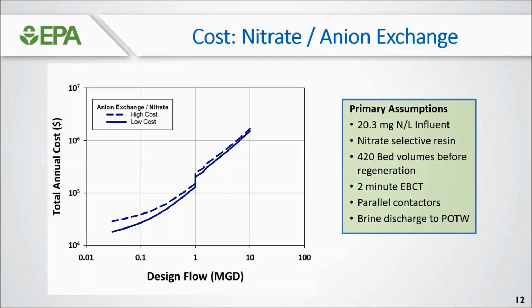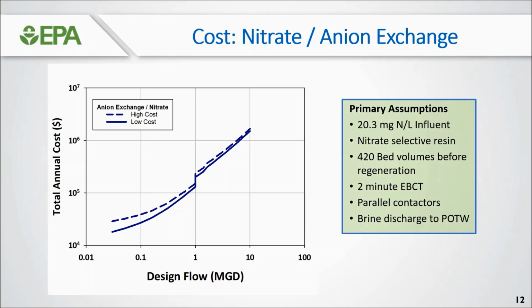Also shown here in the cost models, we have a high cost category that we can click on and a low cost. So high cost would be using such things as lots of automation, using stainless steel piping instead of PVC. And low cost would be choosing limited automation and using cheaper products such as PVC piping. So this is the cost curve for nitrate.